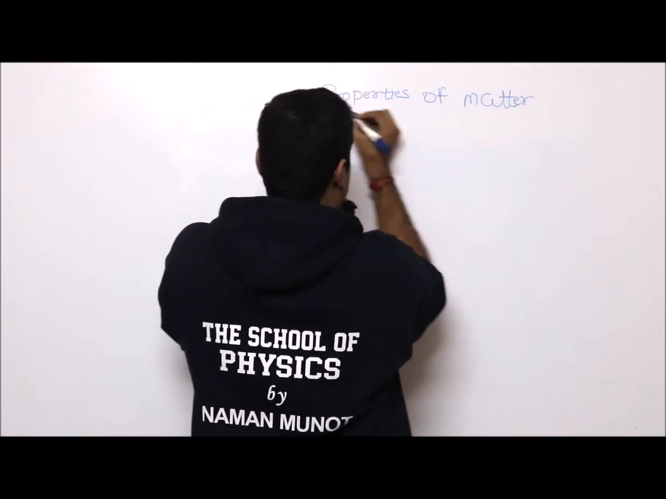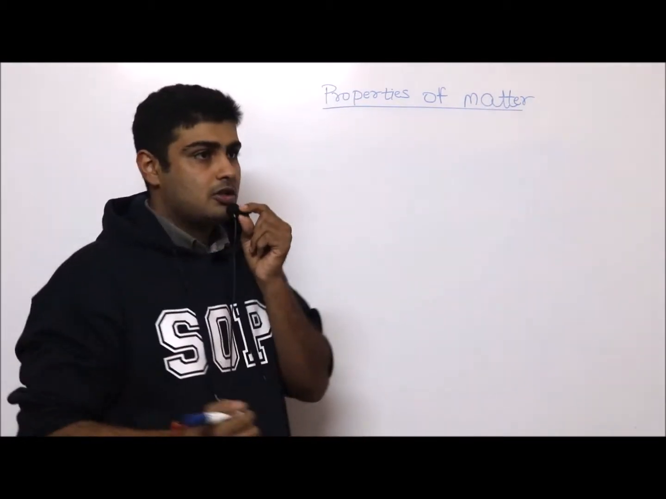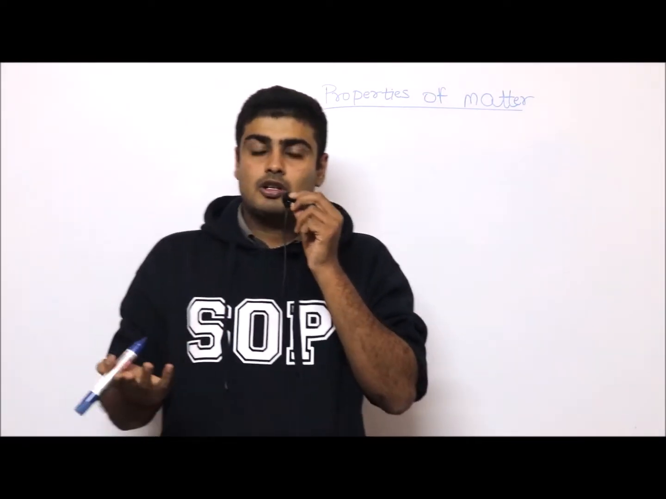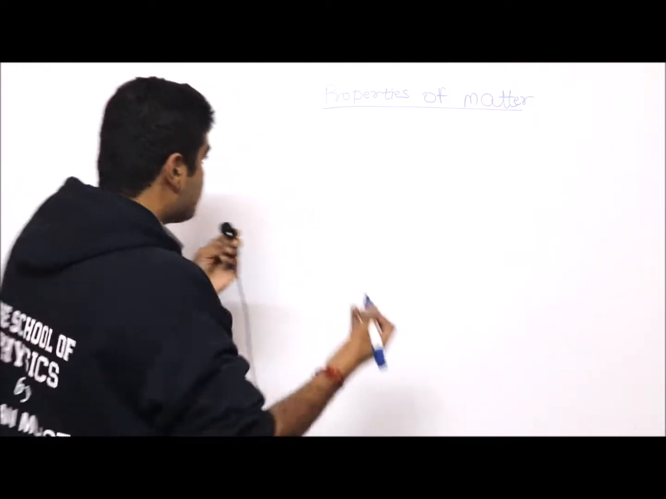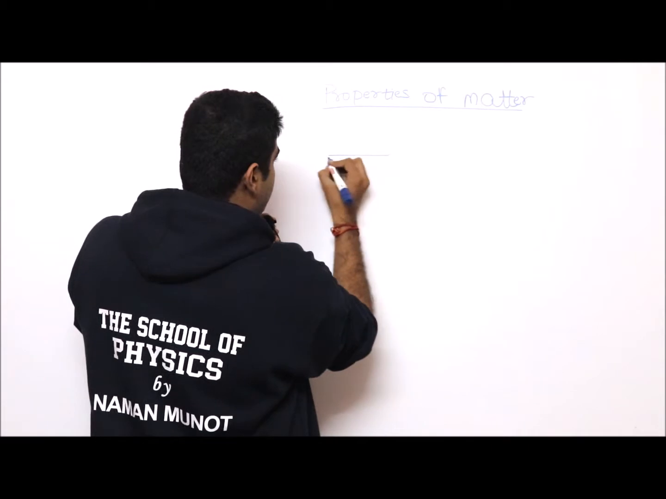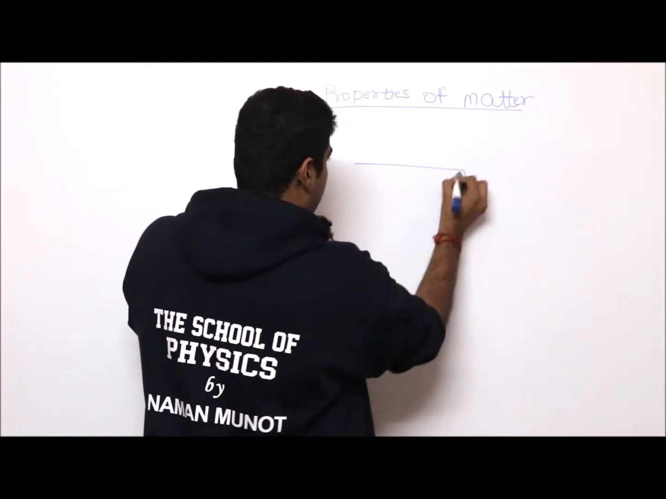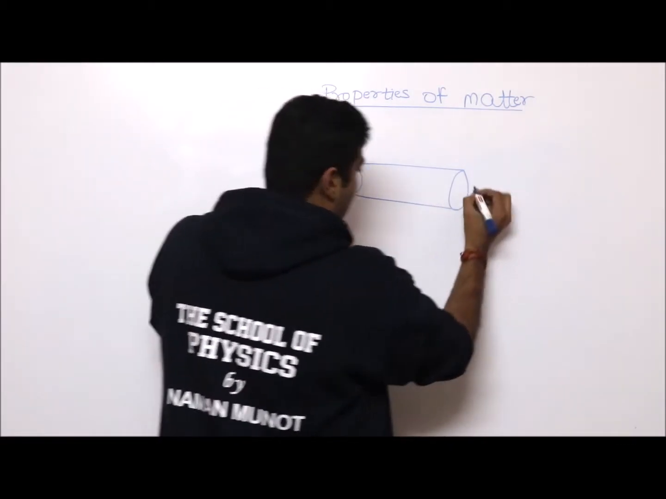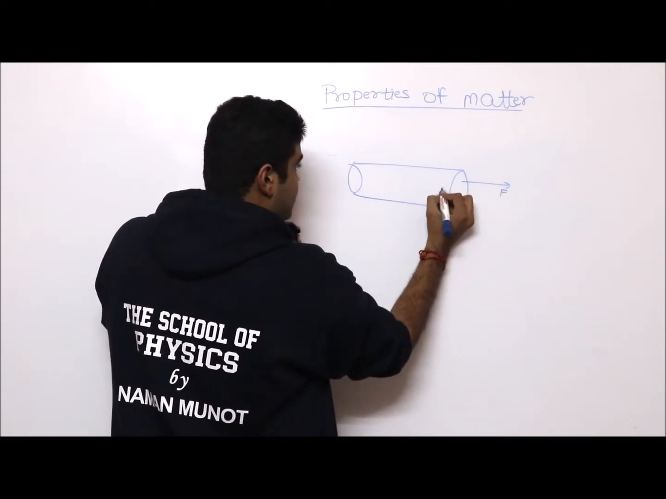Properties of matter. So in properties of matter, what are we going to study? We are going to study about stress, strain, then bulk modulus, Poisson ratio, a lot of such things. So let's begin. Stress is equal to force upon area. Suppose I have something like this, and I am applying a force F on it.